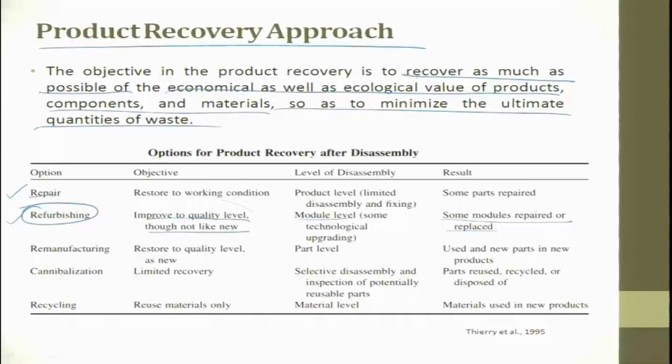When you talk about repair, they restore the working condition. Remanufacture restores the quality level to as good as new. Then cannibalization. Cannibalization is limited recovery. I cannot use major parts, I use only a very small portion, and that is called cannibalization. Selective disassembly and inspection of potential reusable parts falls in cannibalization. The parts are reused, recycled or disposed of. Recycling is reusing the material only. It happens at the material level: the material can be used in new products. So, this approach is called the product recovery approach.